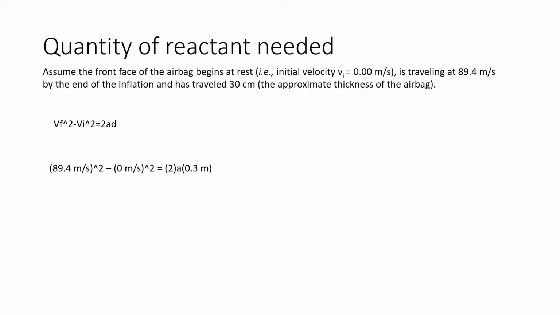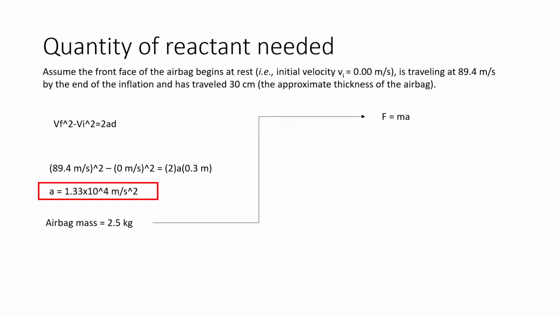With this equation, we solve for a, the acceleration, and we get that acceleration equals 1.33 times 10 to the 4th meters per second squared. We measured in real life that the approximate mass of the airbag is 2.5. So the force exerted on an object is equal to the mass of the object times its acceleration. So we can find the force with which the gas molecules push this airbag forward to inflate it so rapidly.